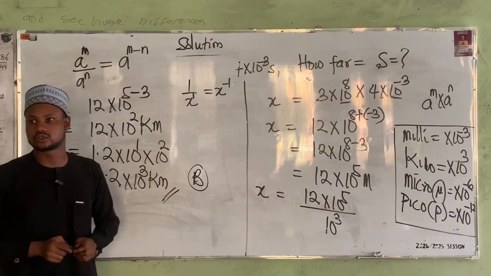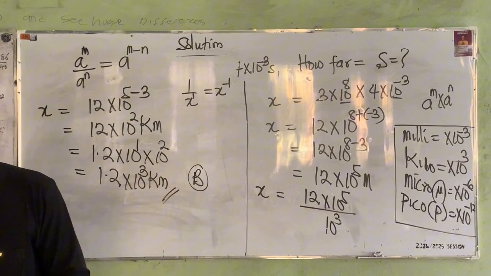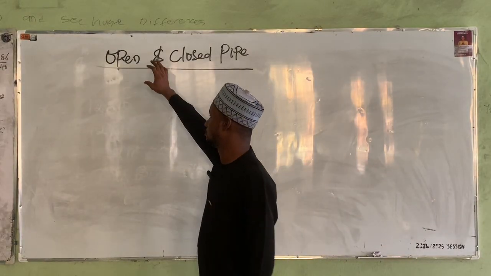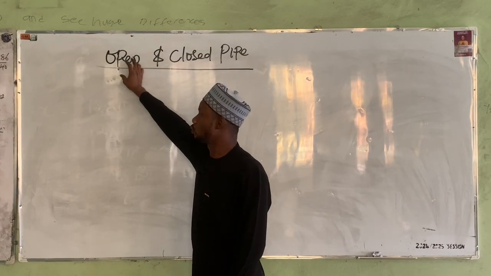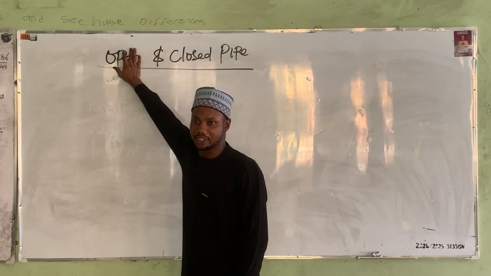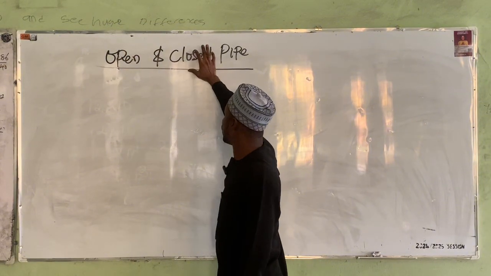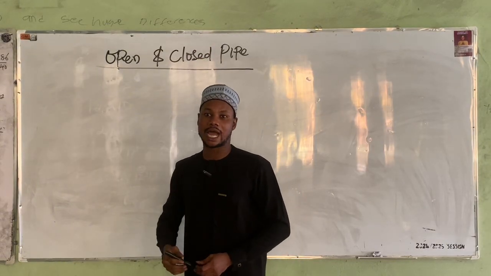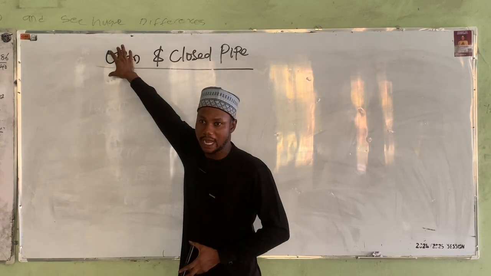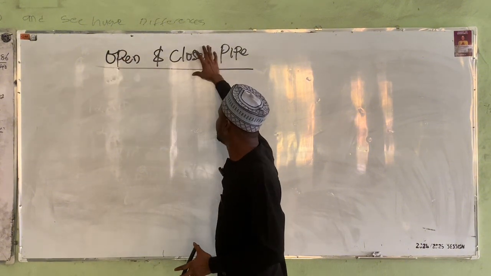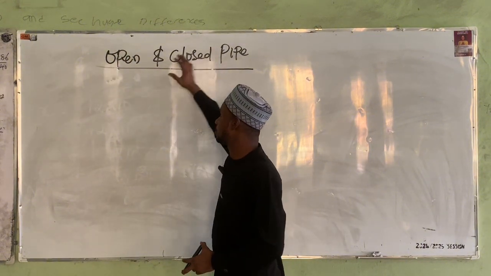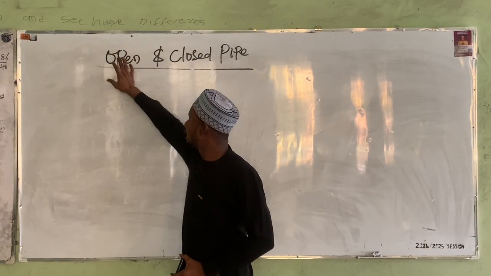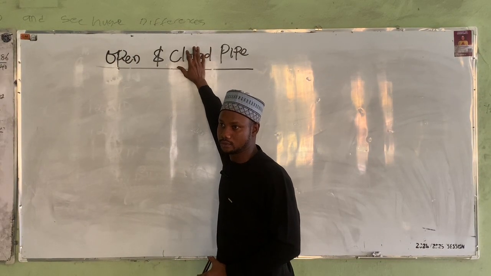So let's go to our topic for today, open and closed pipe. In this video, I'm going to focus on what an open pipe is and what a closed pipe is, and also we'll solve some questions on harmonics of an open pipe and harmonics of a closed pipe. And we'll summarize by solving questions on overtone of an open pipe and overtone of a closed pipe. Do you get that now, right?